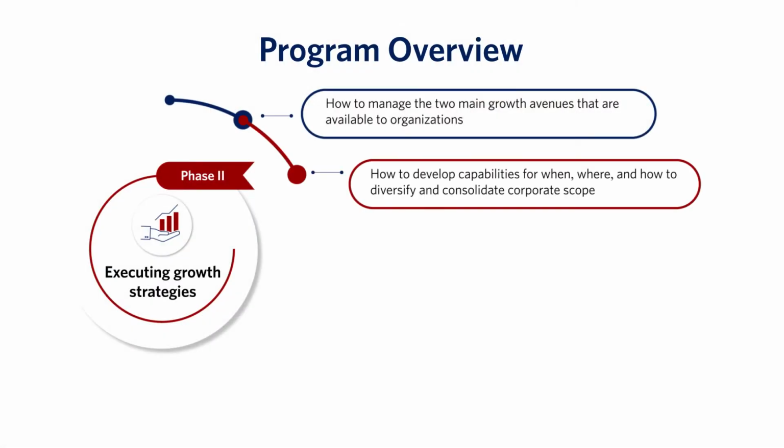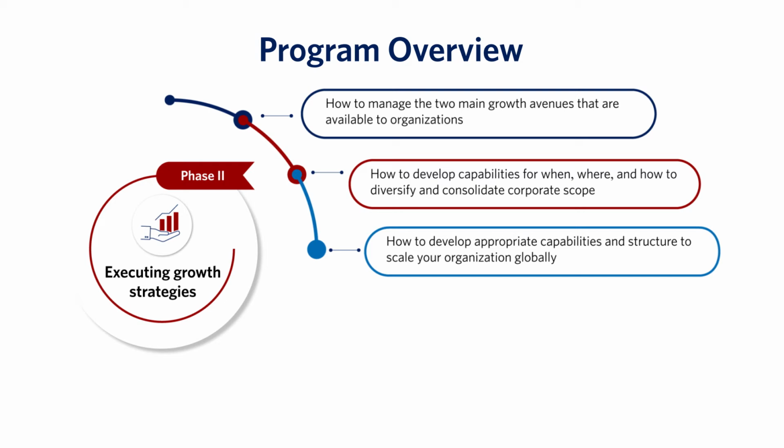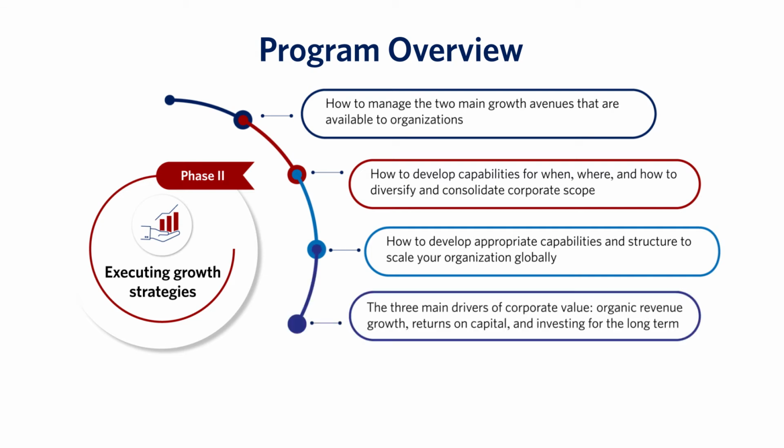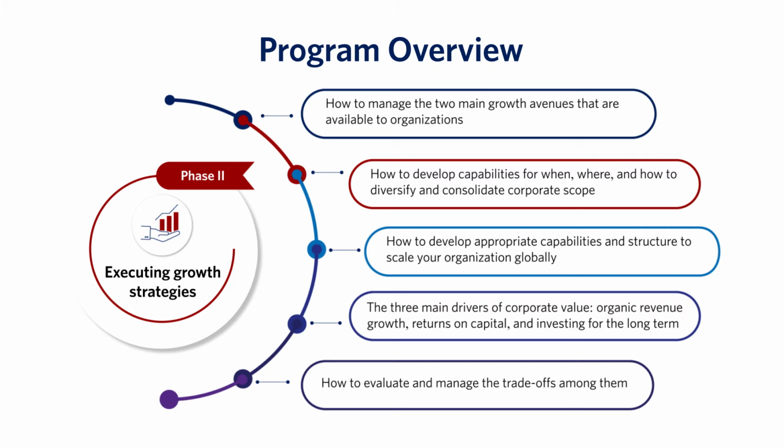You'll learn how to develop capabilities for when, where, and how to diversify corporate scope, as well as when, where, and how to consolidate corporate scope. You'll learn how to develop appropriate capabilities and structure to scale your organization globally, as well as the 3 main drivers of corporate value: organic revenue growth, returns on capital, and investing for the long term, as well as how to evaluate and manage the trade-offs among them.